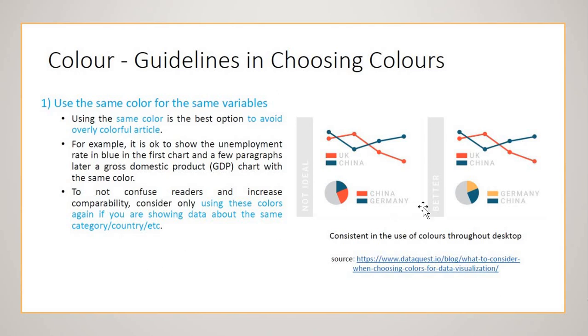So kalau tengok yang chart, the better one chart, okay, UK red, China blue. And then for another graph, which is pie chart, blue is used for China, okay, to compare with German. So China is consistent, blue. Okay.